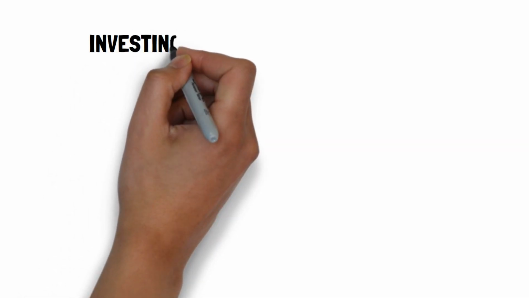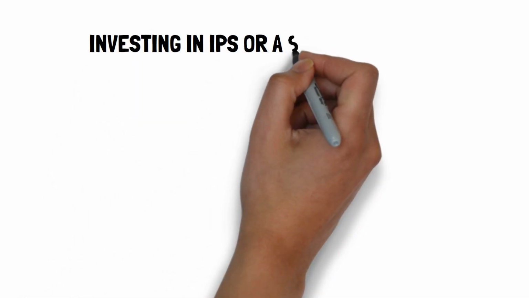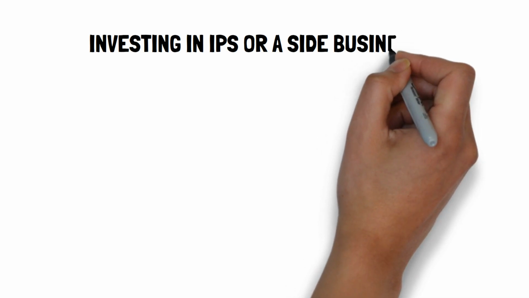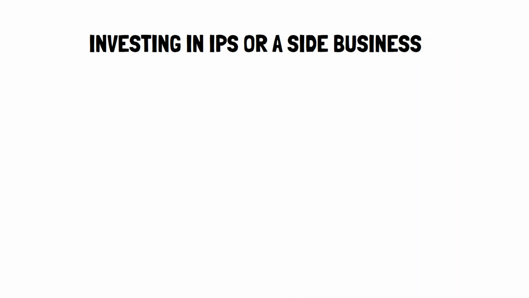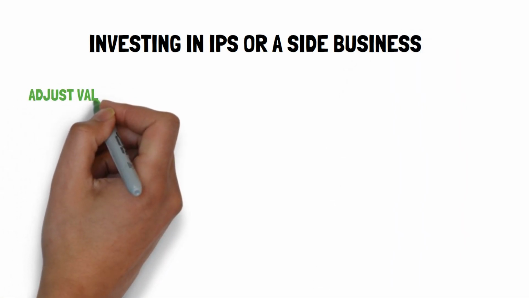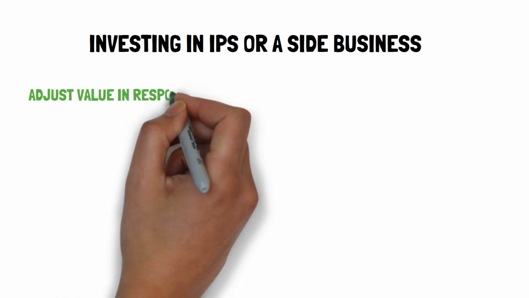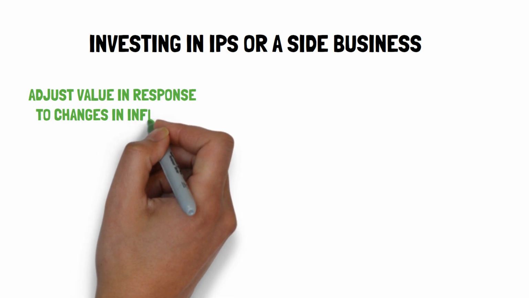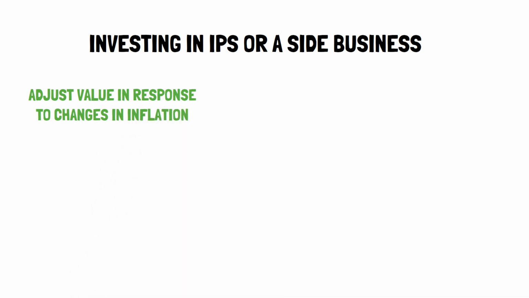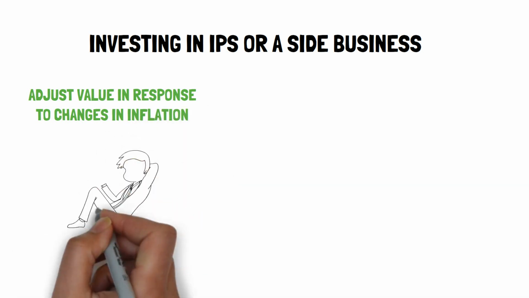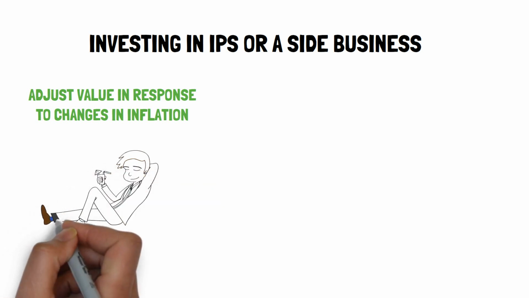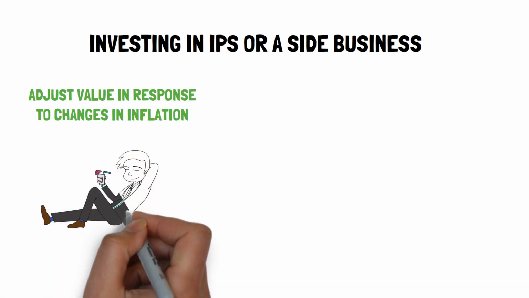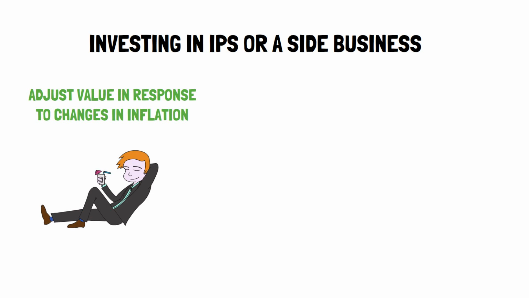Inflation-Protected Securities, IPS, such as Treasury Inflation-Protected Securities, TIPS, have emerged as a valuable tool for safeguarding wealth in inflationary times. These bonds adjust their principal value in response to changes in inflation, shielding investors from losing purchasing power. With their built-in inflation hedge, IPS offer peace of mind and the potential for steady returns even amidst rising prices.